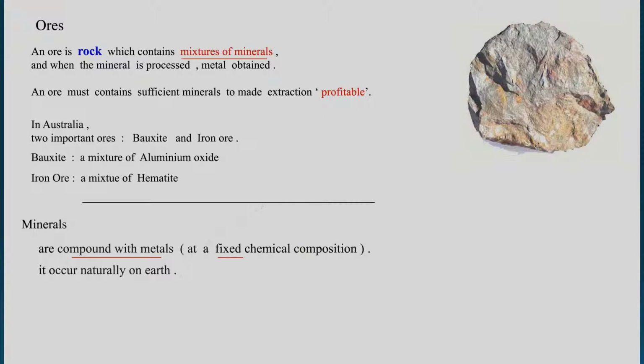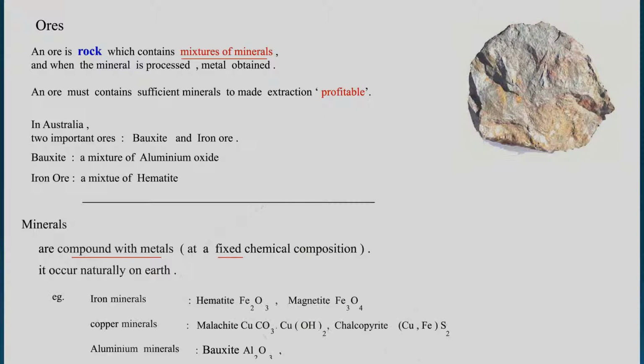And what is this fixed composition? I'll give you an example. Iron minerals: hematite, Fe2O3, magnetite, Fe3O4. Look at this Fe3O4. Can it be Fe3O5 or Fe3O6 or Fe3O7? No. They are restricted. They are at a fixed composition. They will always be magnetite, Fe3O4, hematite, Fe2O3. They are at a fixed composition.